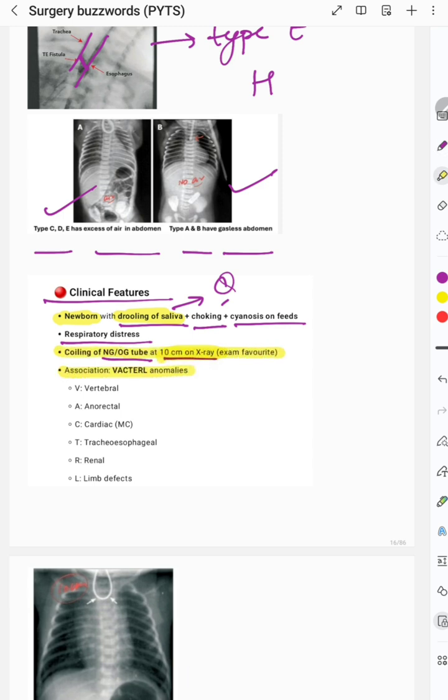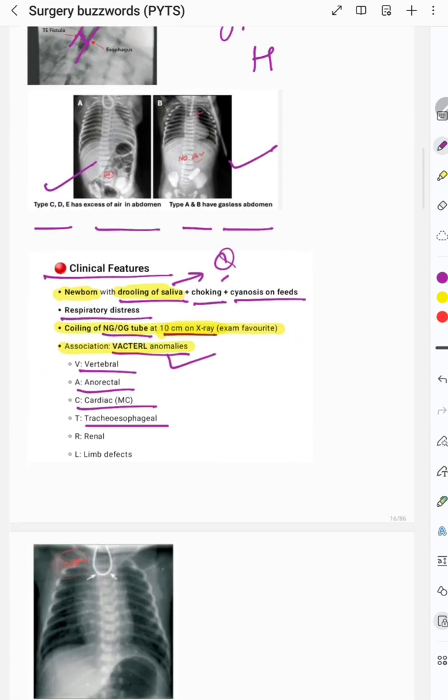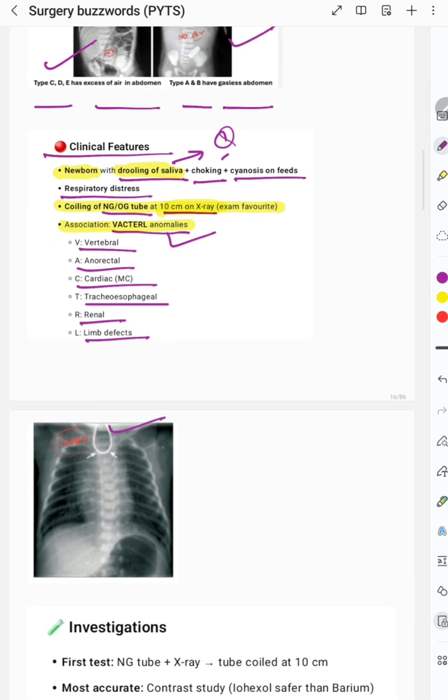So now we have to remember, whenever we see tracheoesophageal fistula in a baby, we have to check all the related anomalies, the VACTERL anomalies. We have to see the whole spectrum: vertebral defects, anorectal defects, cardiac defects, which are most common, tracheoesophageal fistula, then renal defects, and limb defects. This type of classic X-ray they can give us, with coiling at 10 centimeters.